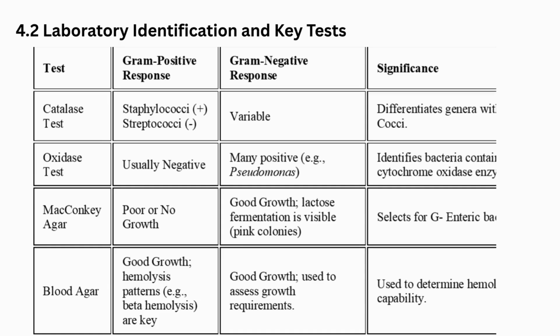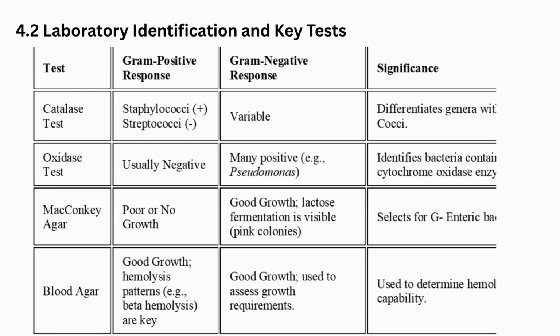Laboratory identification and key tests. While gram staining is the first step, further tests are needed to differentiate genera. Test, gram-positive response, gram-negative response, significance. Catalase test: Staphylococcus positive, Streptococcus negative. Variable. Differentiates genera within gram-positive cocci.